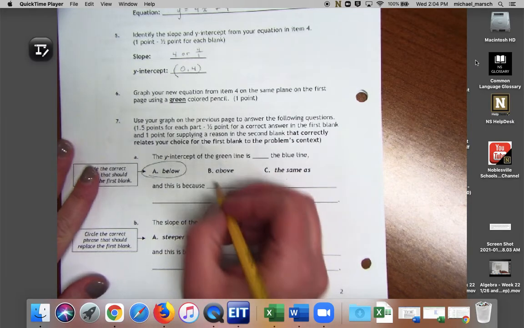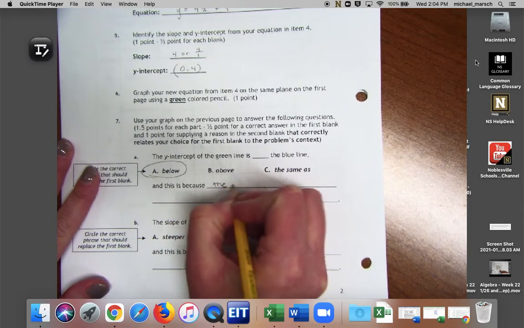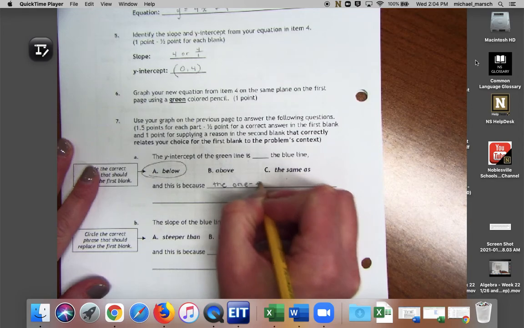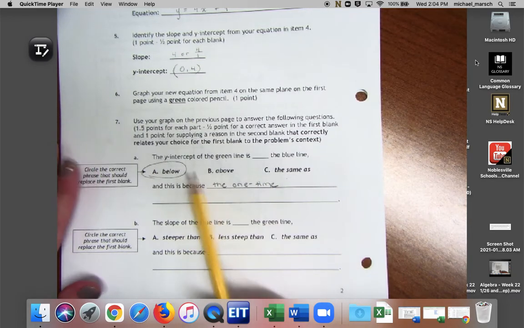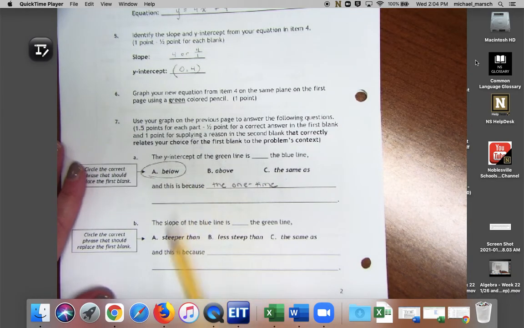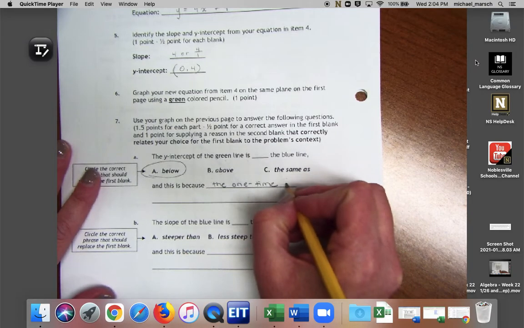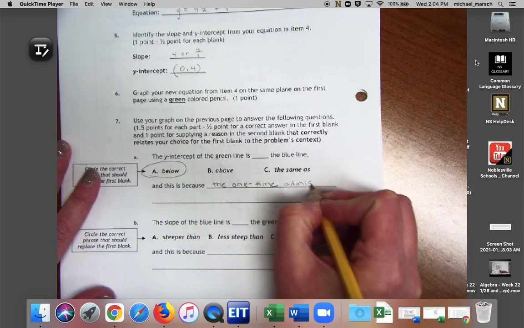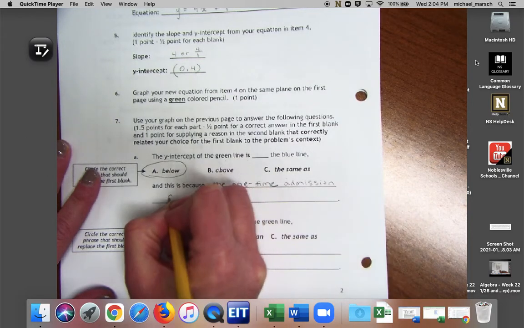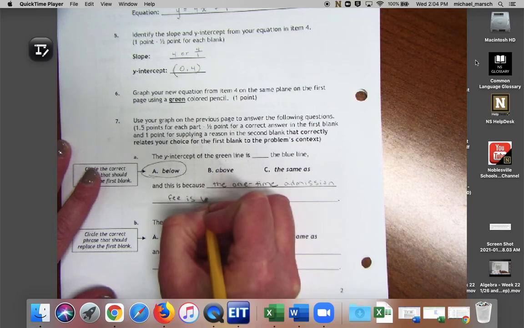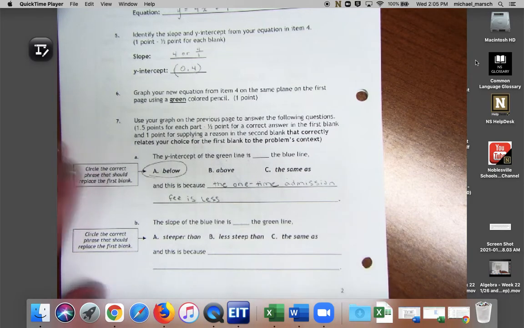So I thought it was below repeating because you said the repeating fee always goes first. Right, but we're talking about the y-intercept right now. But you're right, in the equation, the slope does come first. The one-time admission fee is less. Right?